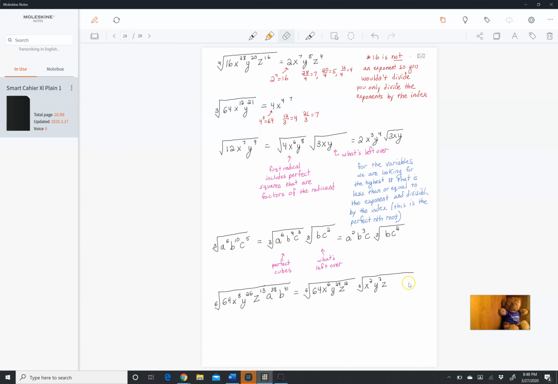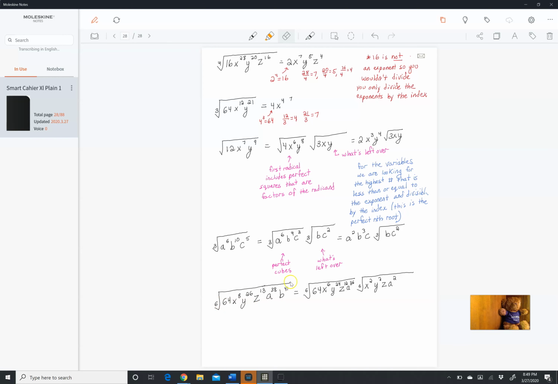Okay, I'm gonna write kind of small here because I didn't leave enough space. A to the 38. 38 is not divisible by 6. 37 is not divisible by 6, but 36 is. So we're gonna have an a to the 36. What's left over? An a squared.